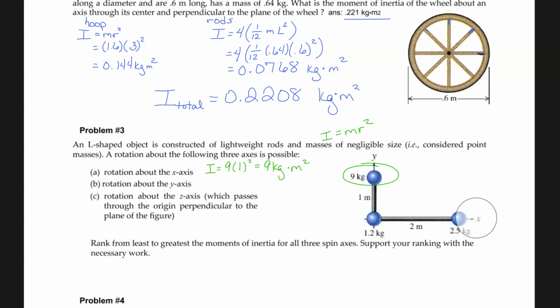So now, if instead of rotating about the x-axis, what if I rotated about the y-axis? If I rotated about the y-axis, this and this both have a radius of 0. They're on the y-axis, right? So their distance out is 0. So my moment of inertia is going to be 2.5 times 2 squared, or 10 kilograms meters squared.